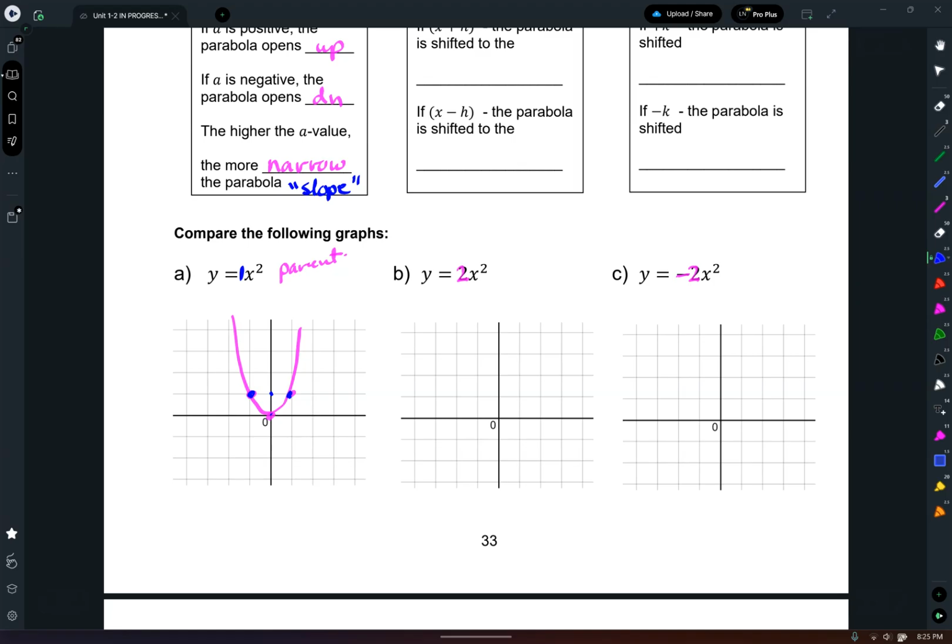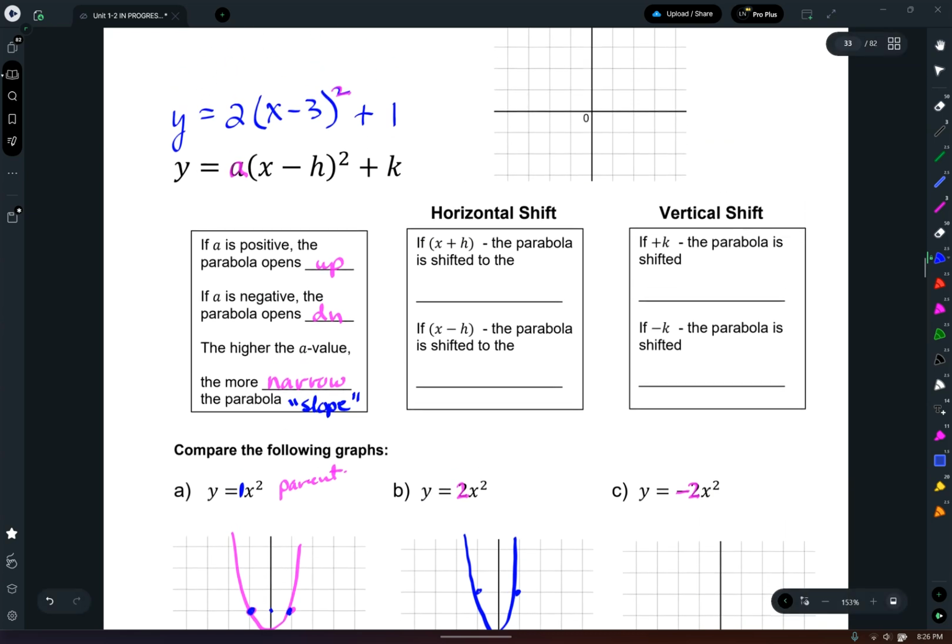So on this one, we would say it's the basic parabola at the origin, but I'm going to go up 2 and over 1. That means this parabola should look a little bit more narrow than the last one. Or if it's a negative 2, that means you're going down 2, over 1, so you can see the parabola is opening down. It's not only narrow, but it's opening down.